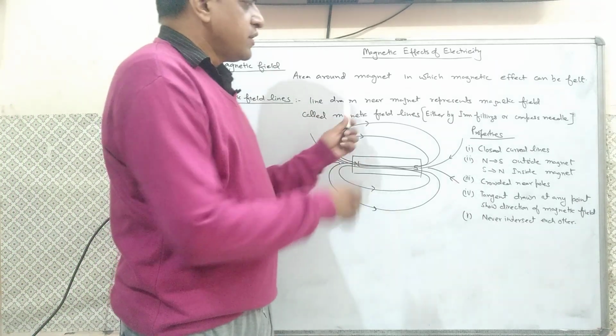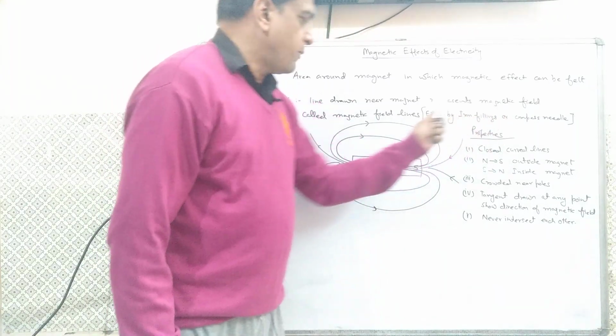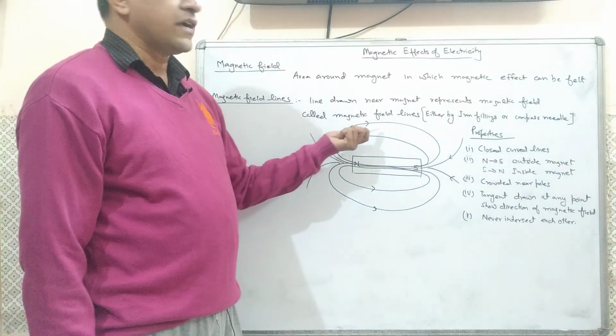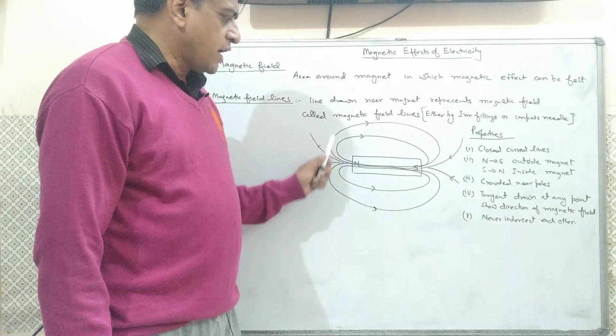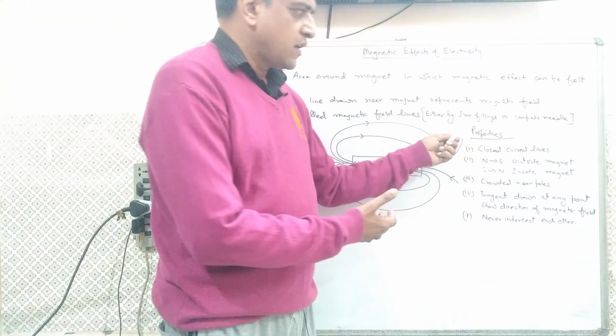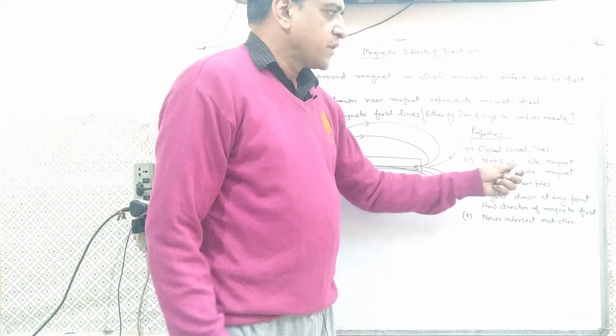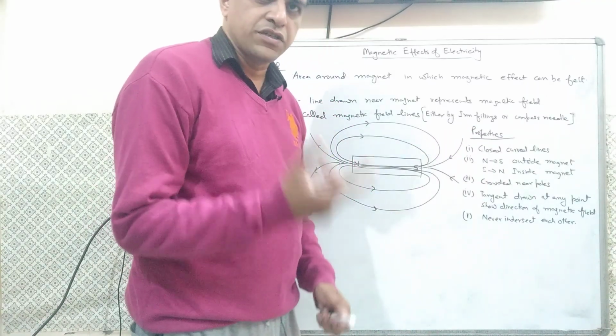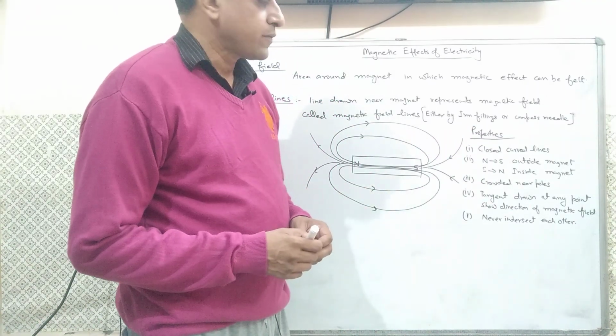Now what is the definition? The lines drawn near the magnet represent the magnetic field. This is called magnetic field lines. It can be drawn with the help of iron filings, as I told, and second, it can be drawn with the help of a compass needle or a pencil.